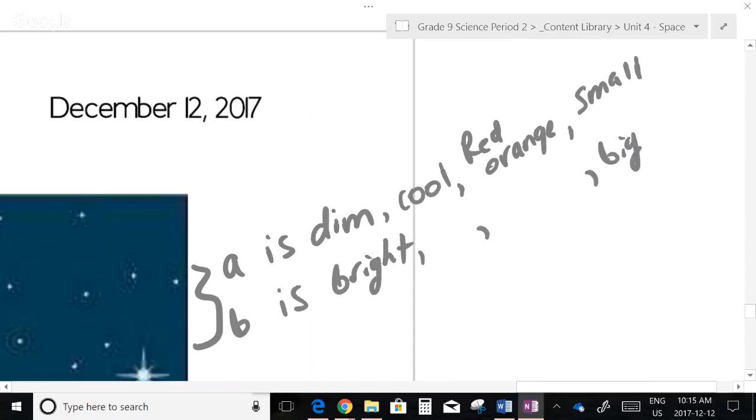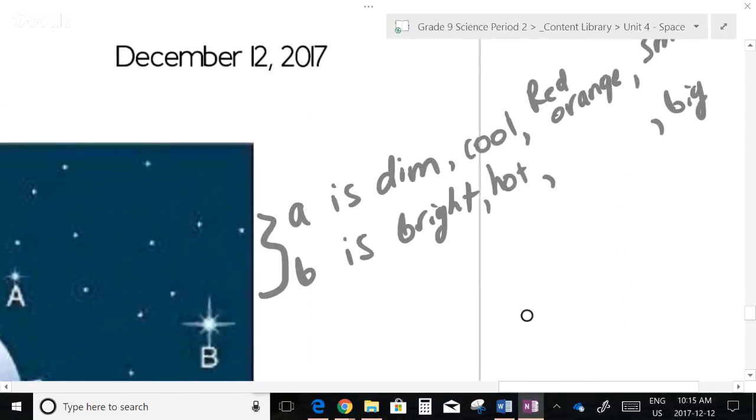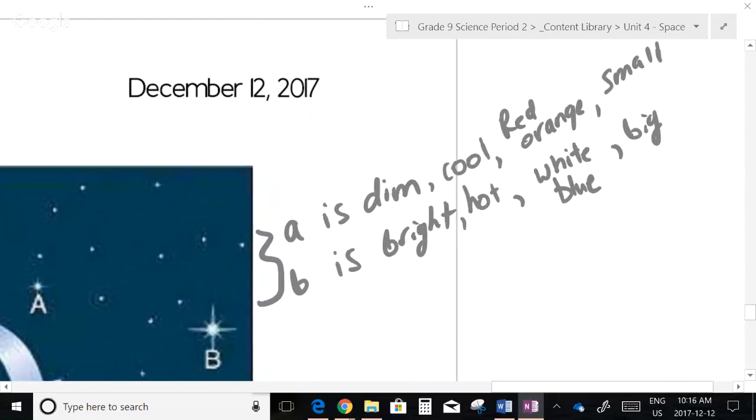What else can you tell me about B? Yeah, it's probably a hot star, as long as they're both main sequence stars. What else can you tell me about star B? Blue or white. Very good. So it'd probably be white or maybe blue. Okay. Does that make sense?